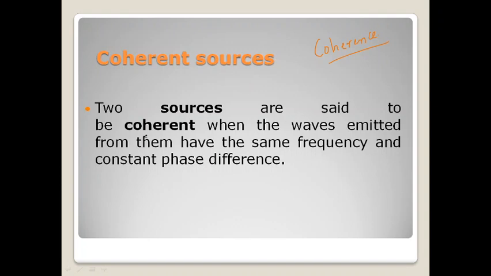And two sources are said to be coherent when the waves emitted from them have the same frequency nu or same wavelength lambda. So both are correlated. If they have the same frequency, they will have the same wavelength, and they should have the same or a constant phase difference.